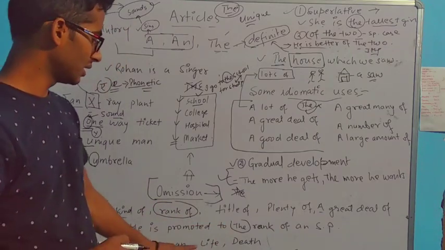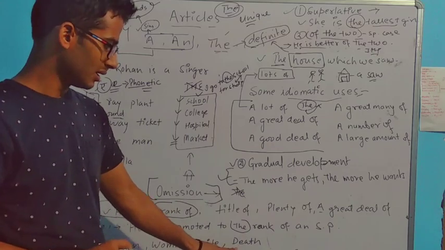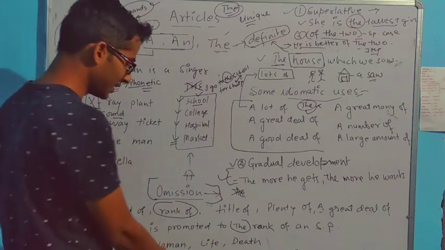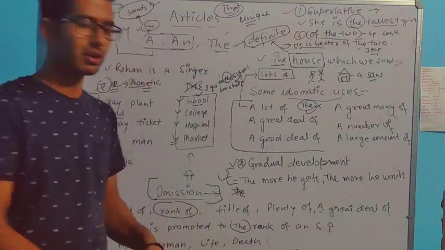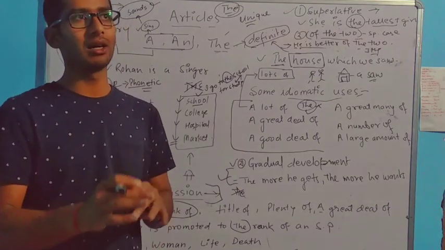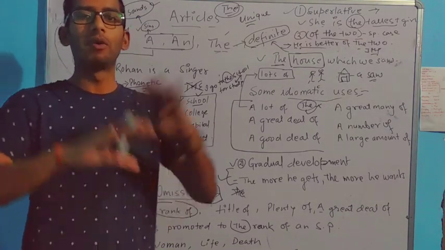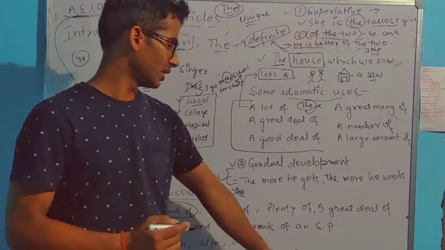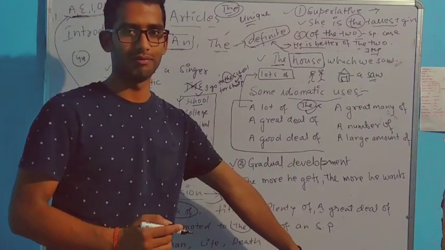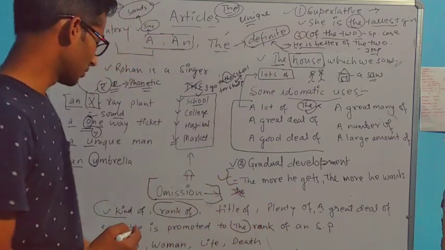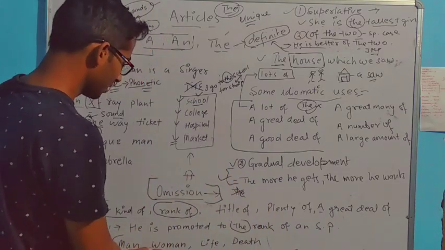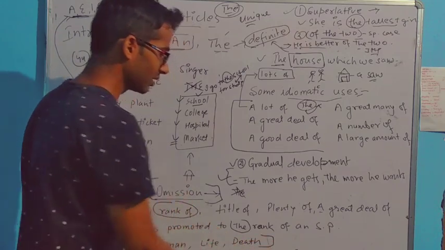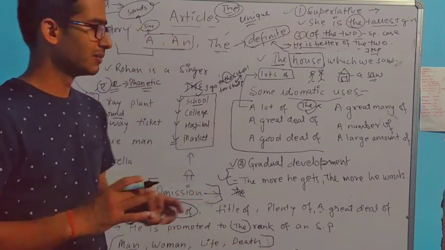Men, women, life, death. If these are used in a wider sense, like if I am talking about men, and men from the whole world, we will say men is mortal. So if you are generalizing these words, we will not use any article.